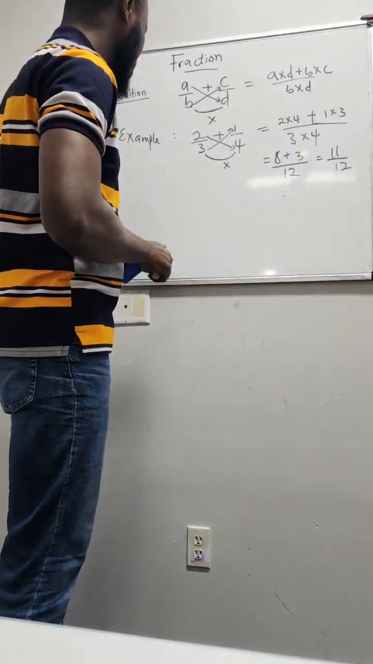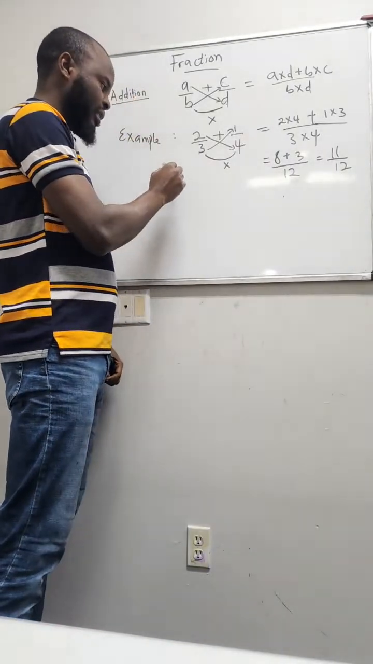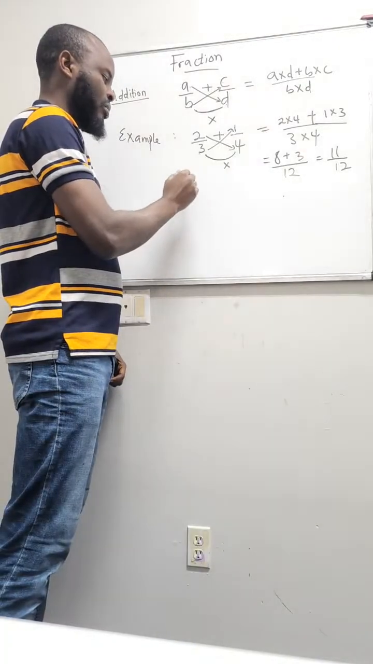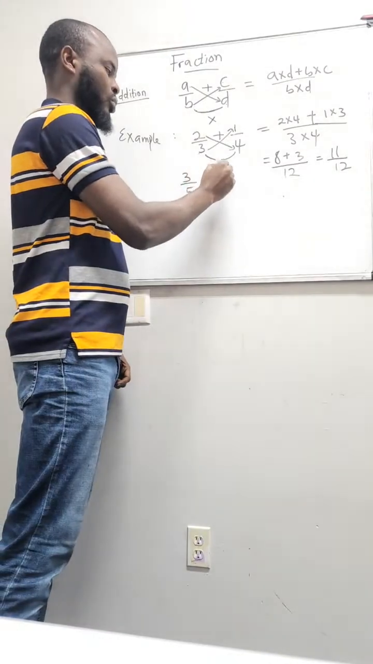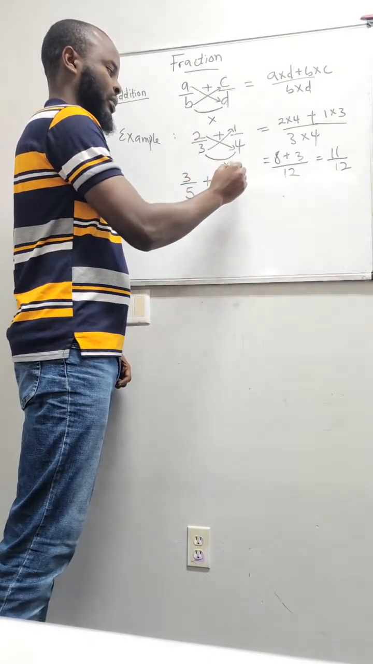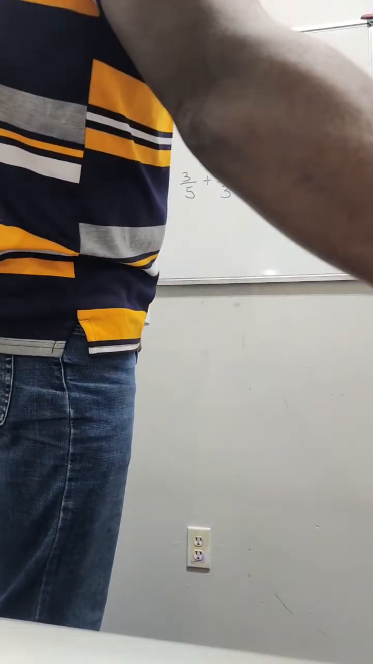Let me give an example, and I want you to try it and put the answer in the comment section. For example, we have 3 over 5 plus 2 over 3. Can you try this and put the answer in the comment section? Let's see.